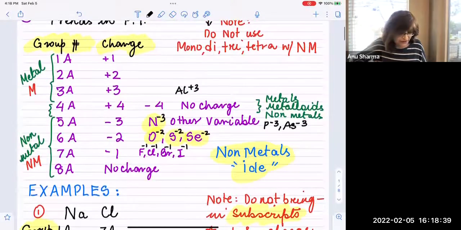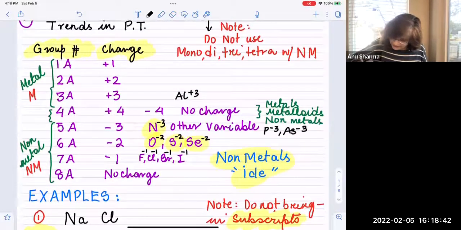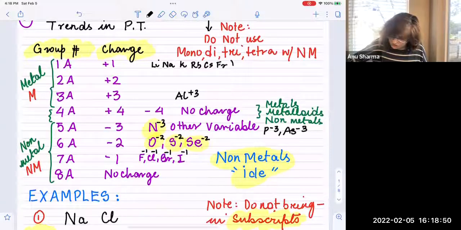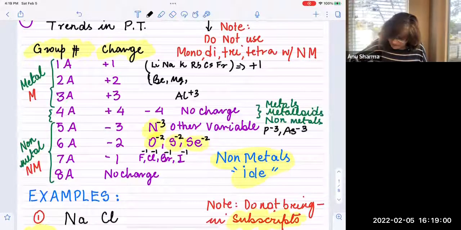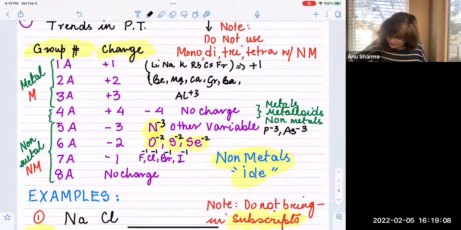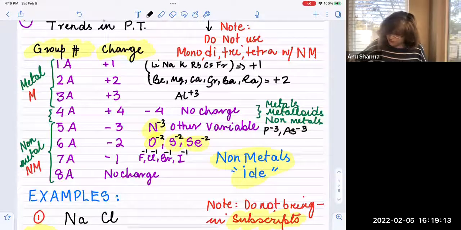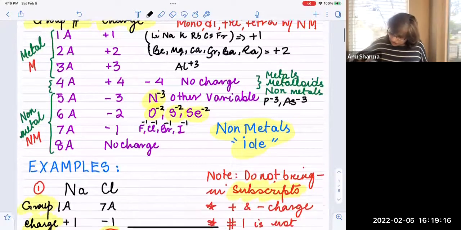And then the first ones are obviously lithium, sodium, potassium, rubidium, cesium, and francium. All of them will have +1 charge. And then the next one, we have beryllium, magnesium, calcium, strontium, barium, and radium, Ra. All of them will have +2 charges. Okay, so these are just the common trends.